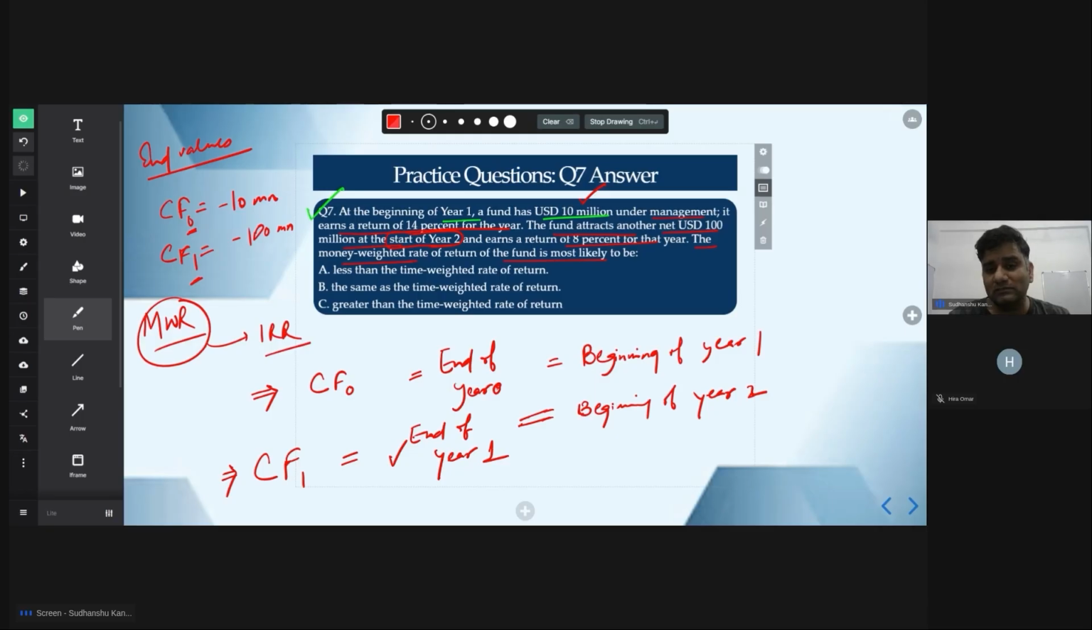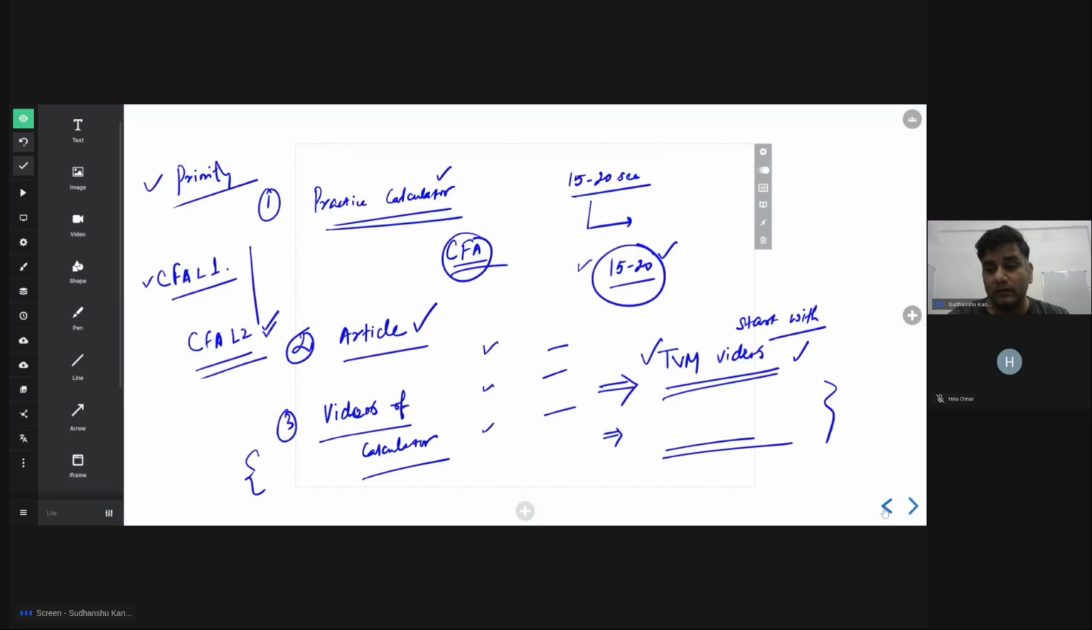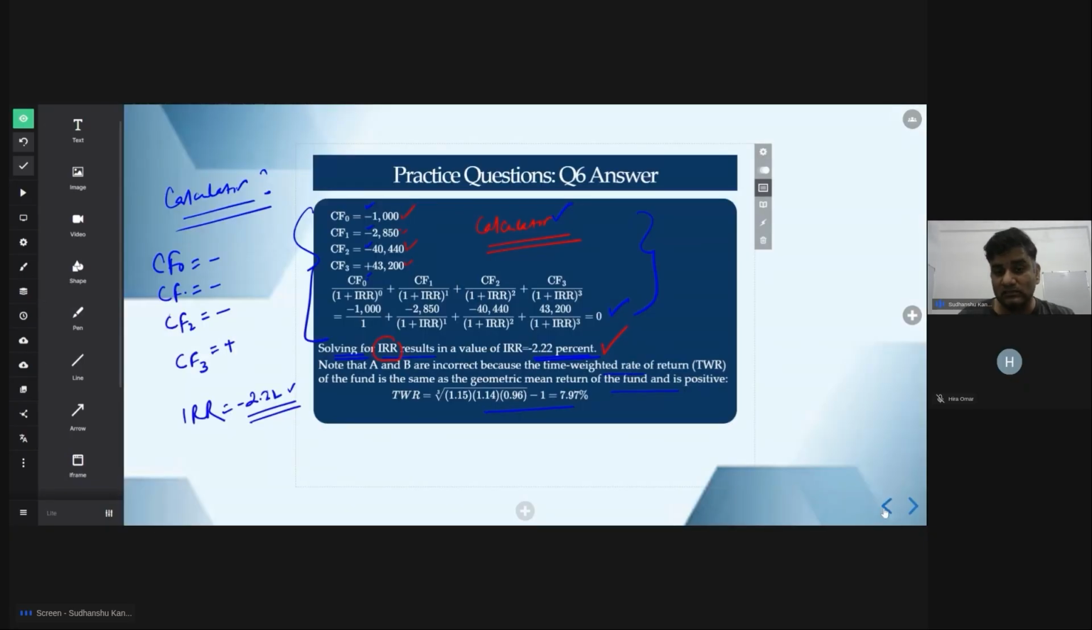Now the question comes: what is CF2? How do we get the CF2 value? Because I don't have the CF2 value. What is the difference between this question and the previous question? In the previous question you had CF2. The last value was given to you. Are you getting my point? The last positive value was given to you, right?